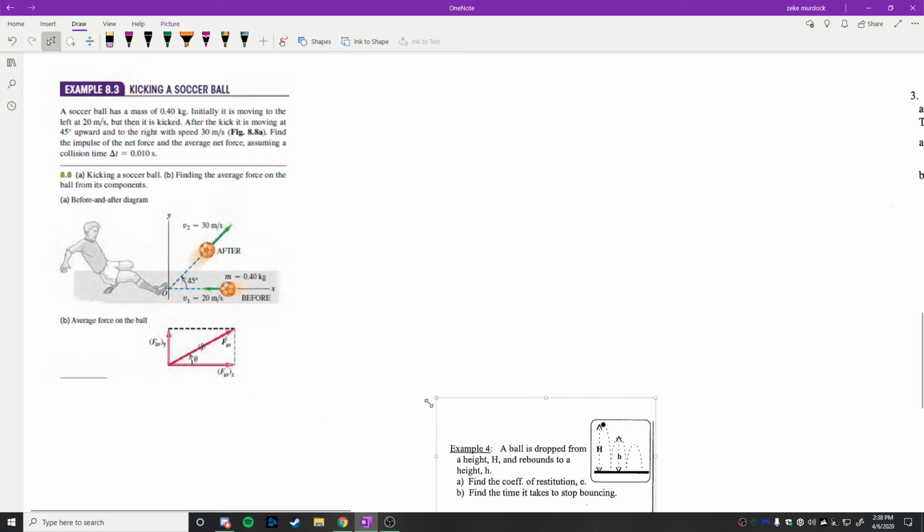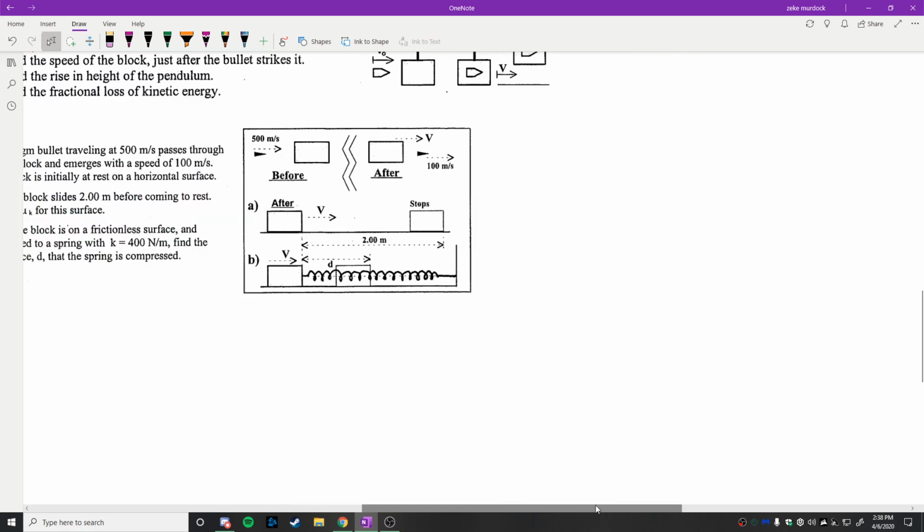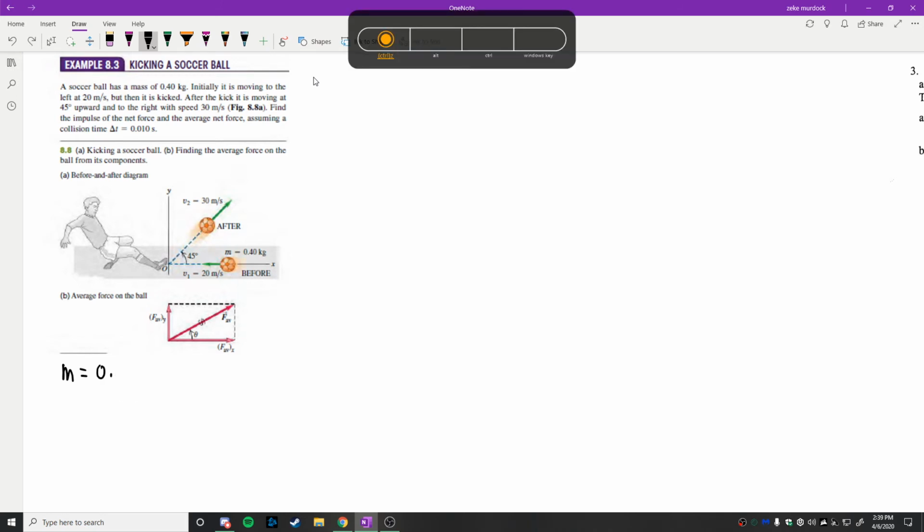I don't even know if we're going to get to this one, but need to push it over the side. All right, so let's write down our information. In fact, let's do it right here below this picture.